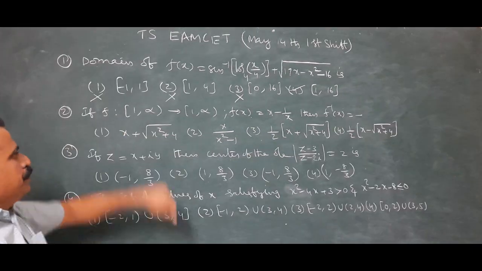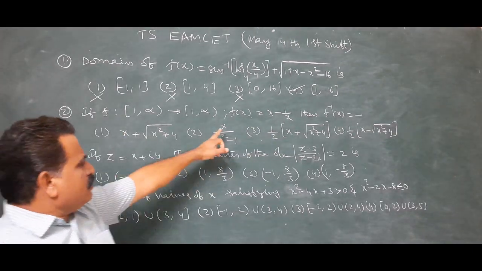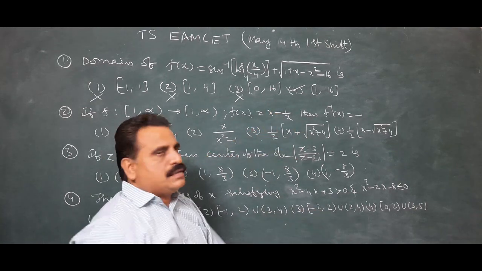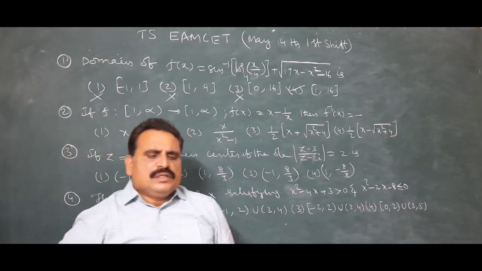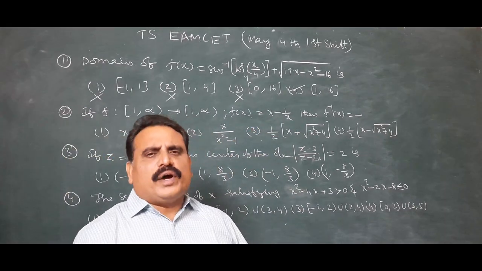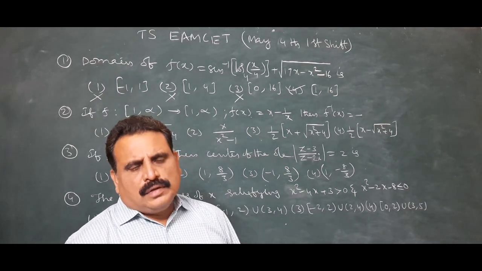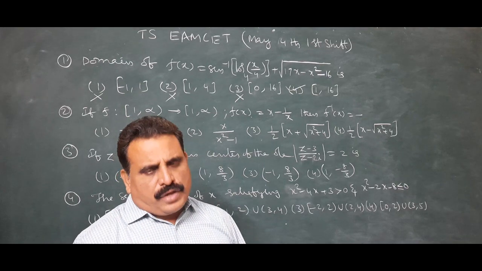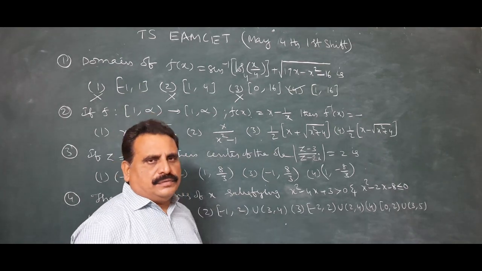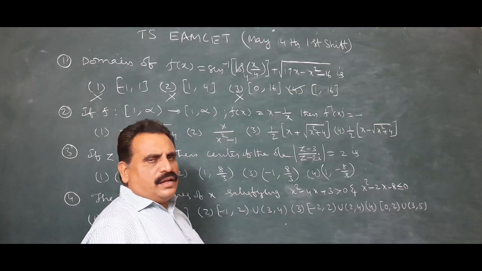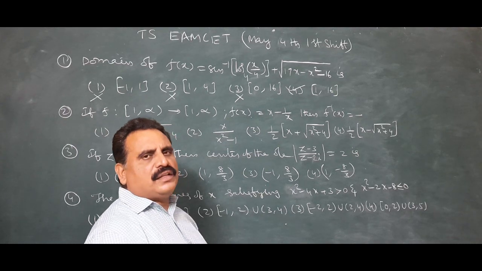Now, second question. f of x equals x minus 1 by x. Then f inverse of x: generally we take x equal to f of y, and next we have to find y in terms of x. By using the relation we get that. That is one method, the regular method. Without calculation, how do we identify the right answer?